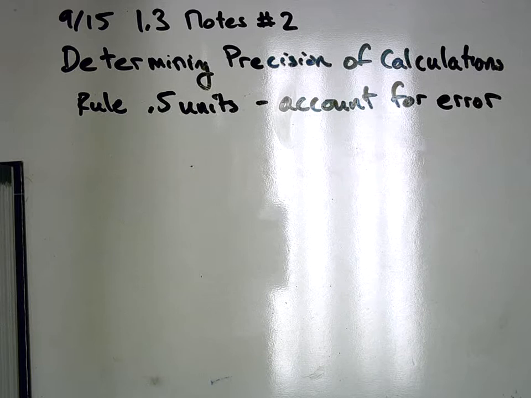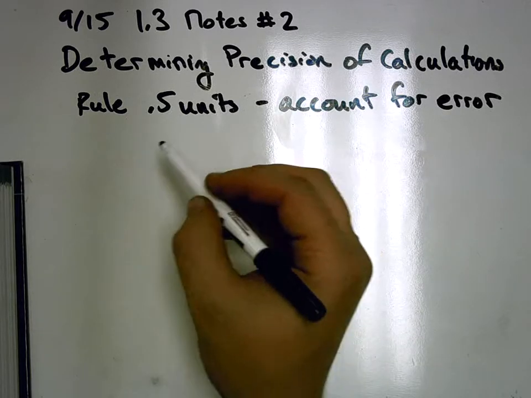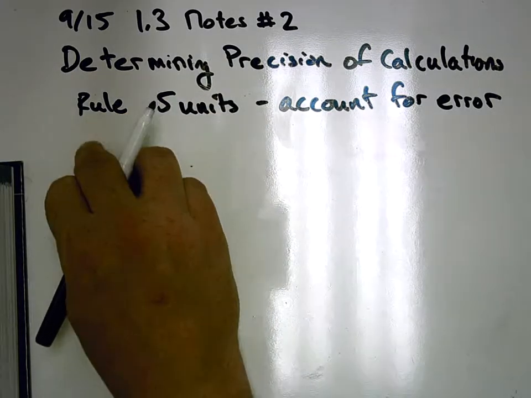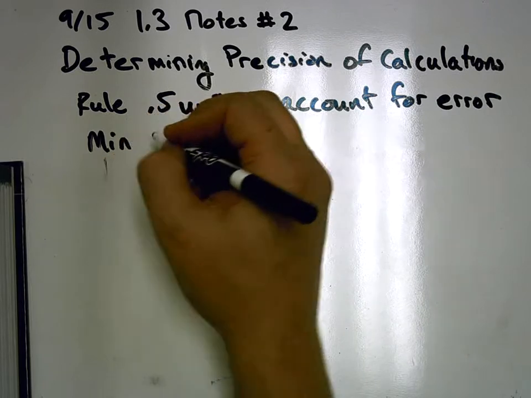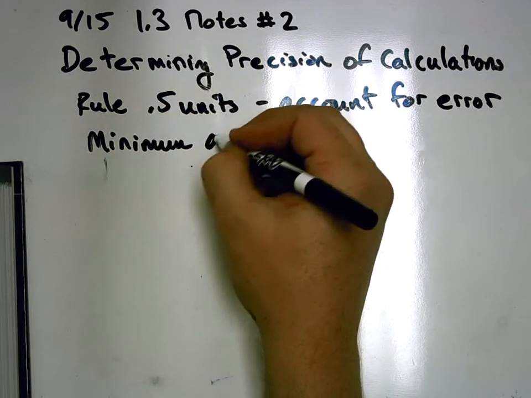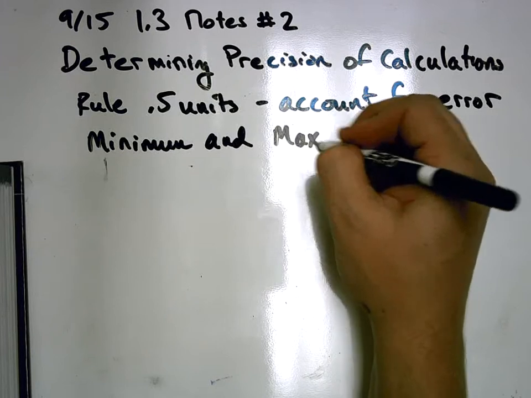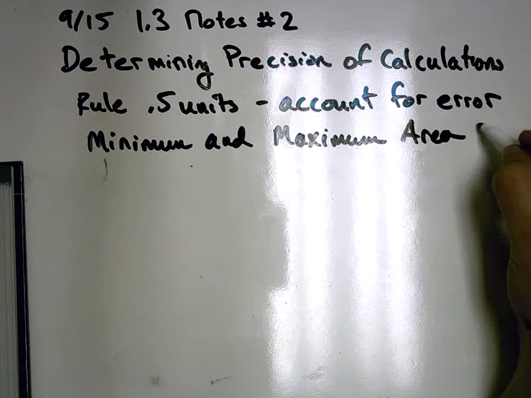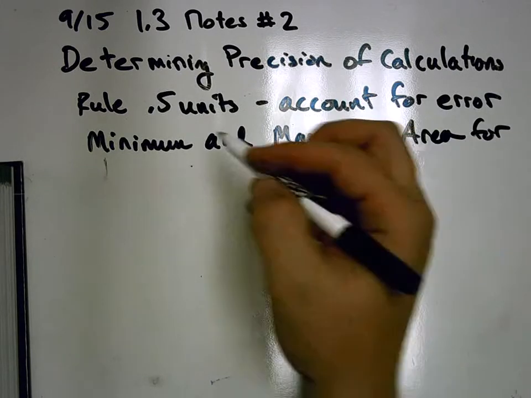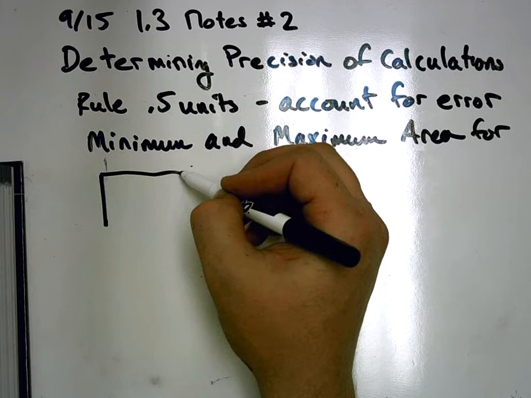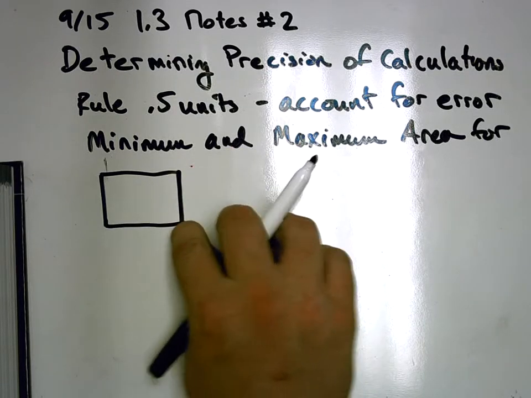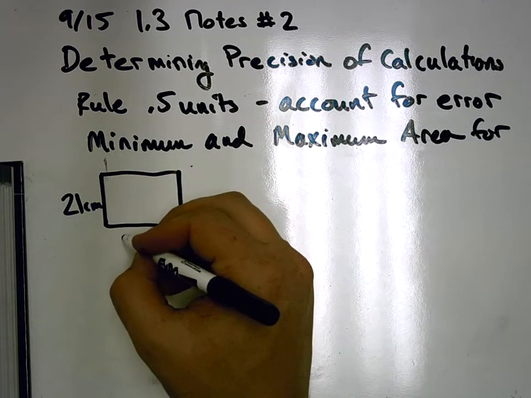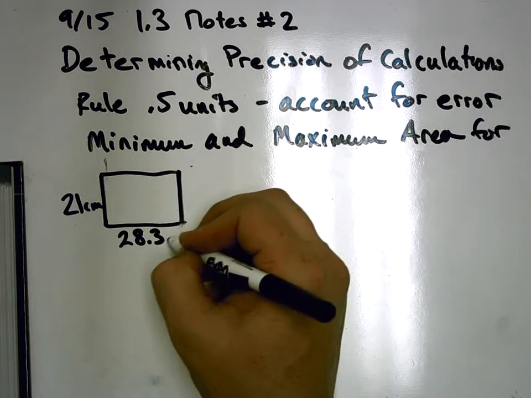Alright? So the idea is, let's say you're trying to find the minimum and maximum area for a carpet or box or something? It doesn't really matter. Let's do box. That's probably a better size here. And the box is 21 centimeters by 28.3 centimeters.